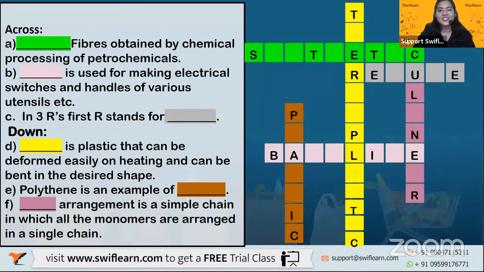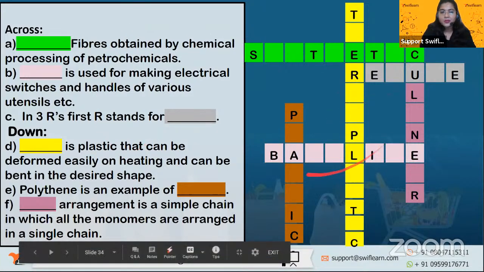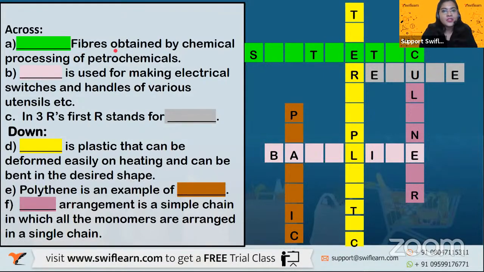Right? So let's play the game of crossword now. See, there are various clues given in the across and down columns over here in the crossword, as well as the description. The first one says: dash fibers obtained by chemical processing of petrochemicals. Will you be able to answer? What type of fibers are obtained by processing the petrochemical? Synthetic fibers. Very good.